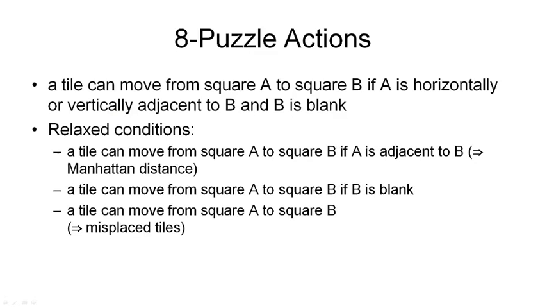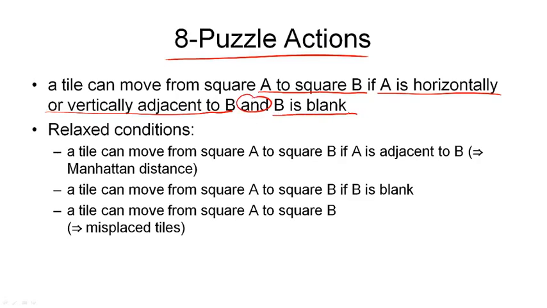And since this method is quite abstract, I want to illustrate this with an example, and we will use the 8 puzzle that we've seen before and the actions that are defined for this 8 puzzle. So here is the original condition that we had for the applicability of actions. Namely, a tile can move from square A to square B if A is horizontally or vertically adjacent to B and B is blank. So the condition we have here is a conjunction of two subconditions, and that should tell us how we can build a relaxed condition quite easily, namely by dropping one of the two parts or both of them. And this is how this works.